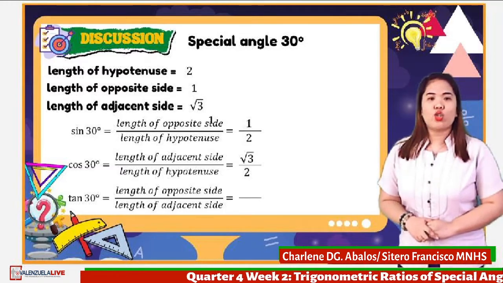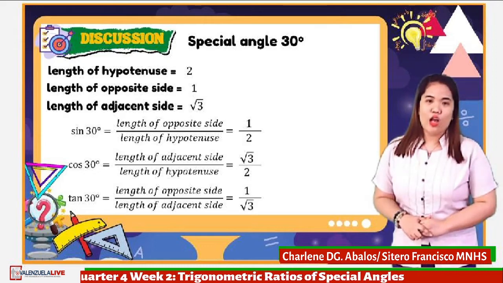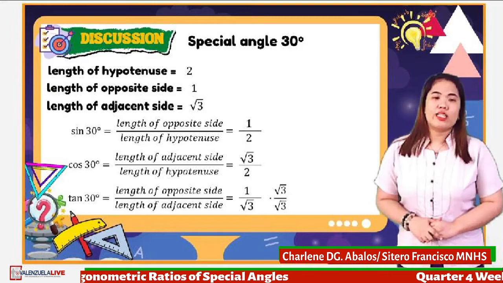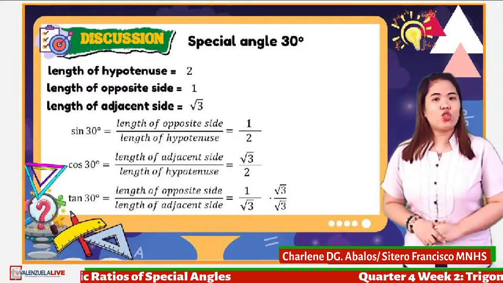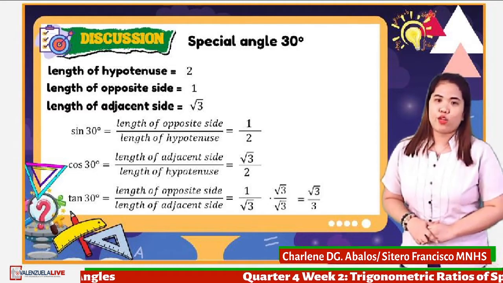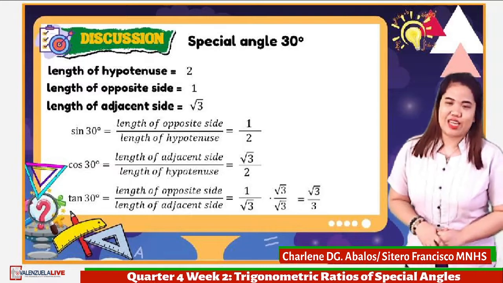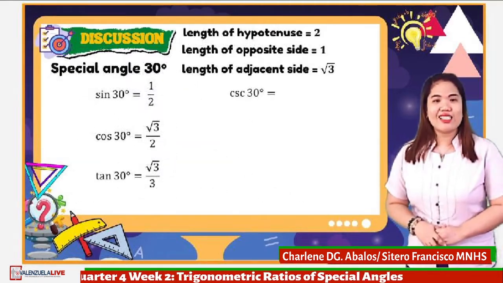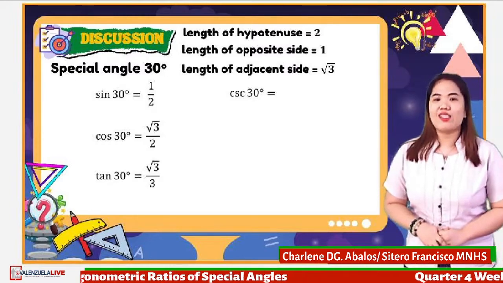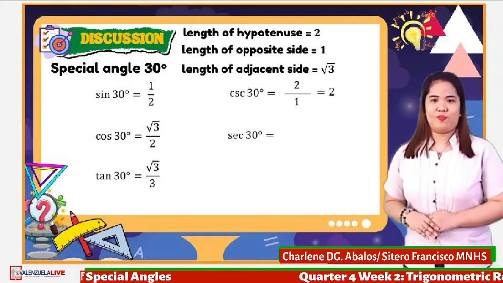Rationalize the given ratio by multiplying both sides of the ratio by square root of 3. It will be square root of 3 over 3. That is why tangent 30 degrees is equal to square root of 3 over 3. Let's find cosecant 30 degrees. Since cosecant is the reciprocal of sine ratio, therefore it is 2 over 1, or simply 2.